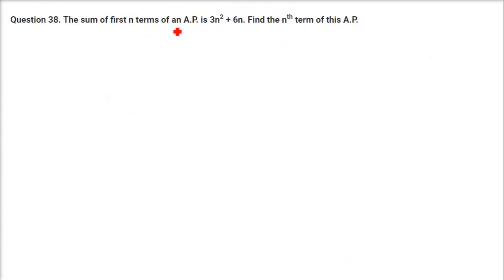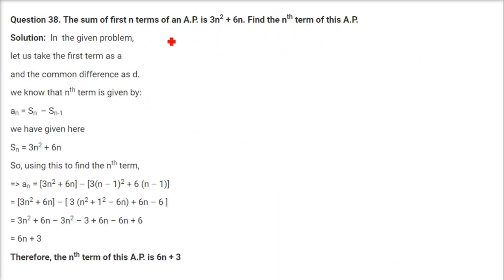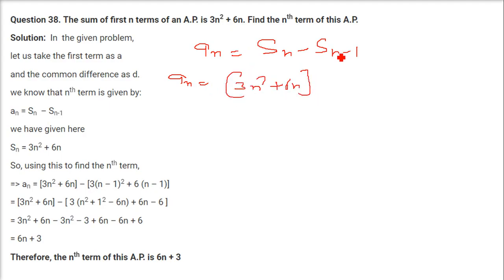The sum of first n terms of an AP is this one. Find the nth term of this AP. So in this type of question, what we do, we find the nth term by the sum of n terms minus the sum of n minus 1 terms. So see, Sn is what? 3n square plus 6n. So an will be equal to Sn minus Sn minus 1. So I'll write n minus 1 in this place: 3(n minus 1) whole square plus 6 into (n minus 1). So this is how we get the nth term.